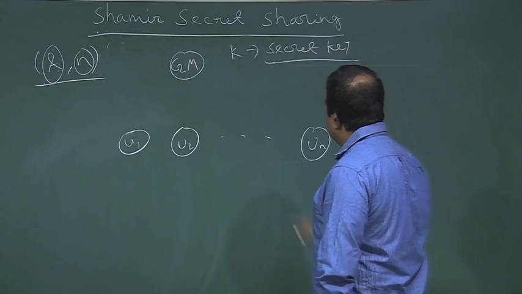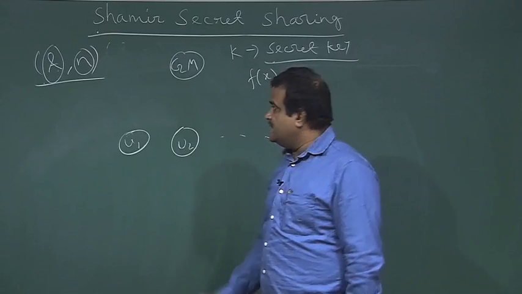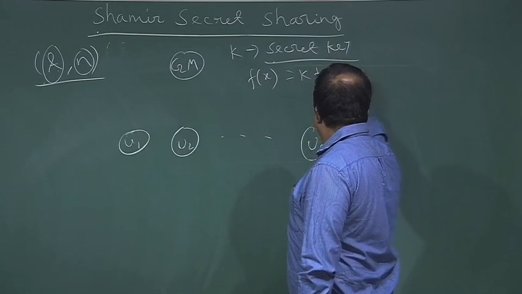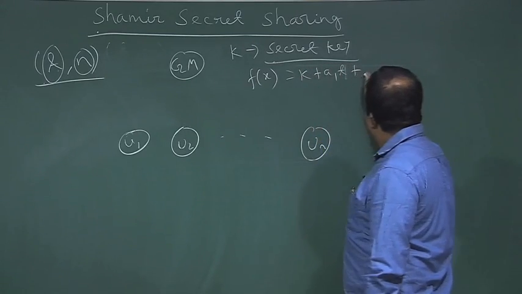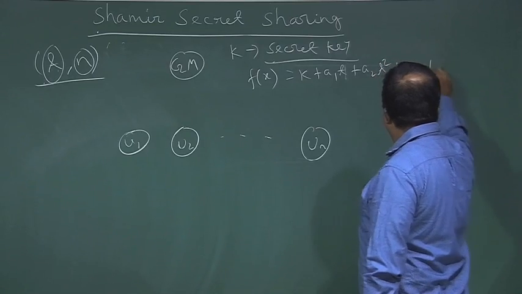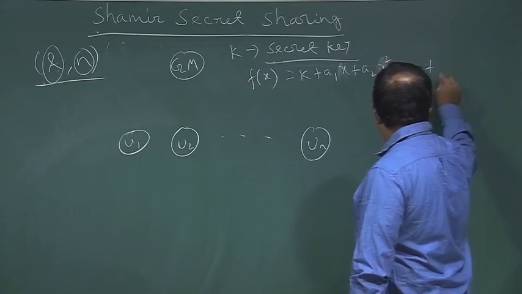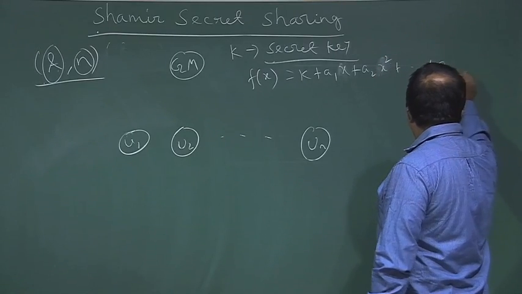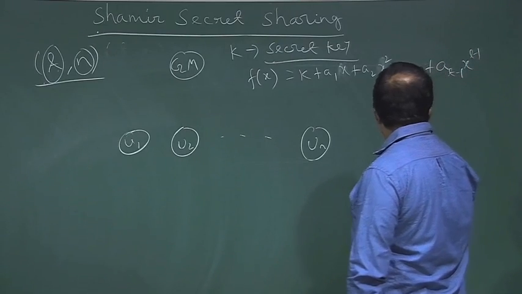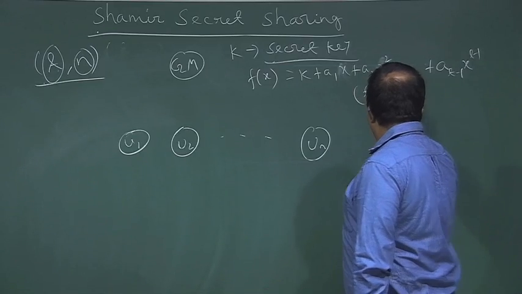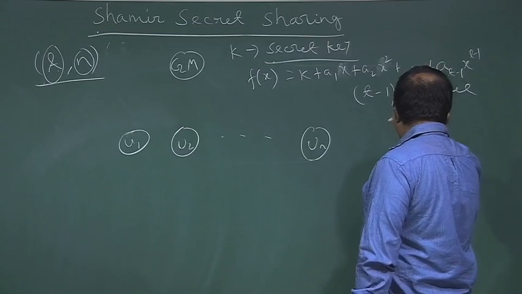The scheme is basically: the group manager or the dealer will choose a polynomial f(x) of degree t minus 1. Just like this, f(x) = a0 + a1 x + a2 x square plus ... plus a(t-1) x to the power t minus 1, putting f(0) as k. So a t minus 1 degree polynomial.